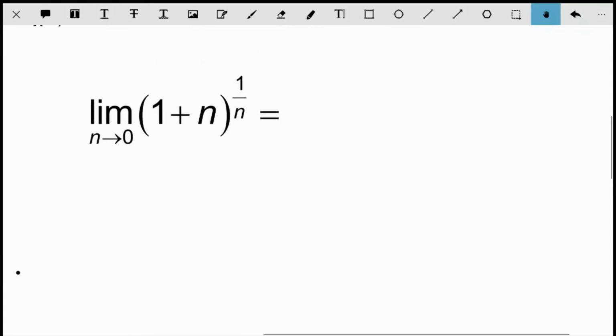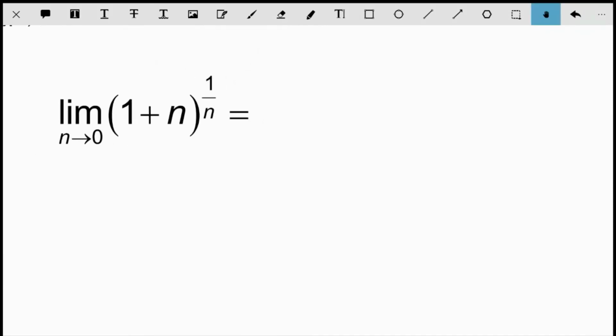And on this one, we have the limit as n approaches 0 of 1 plus n to the 1 over n power. Some of you may be able to recognize that and know what the solution is, but what I want you to do is just try to work through that. Okay, so pause the video, work through the problem, and then when you unpause it, I'll show you the solution.